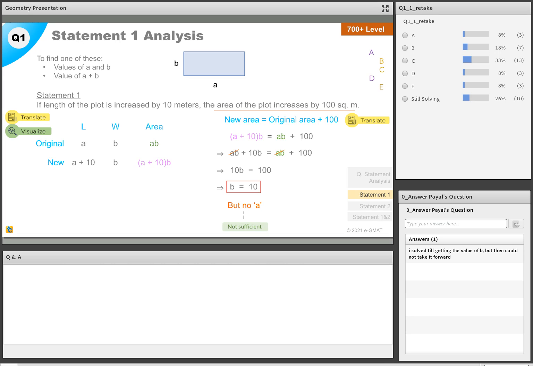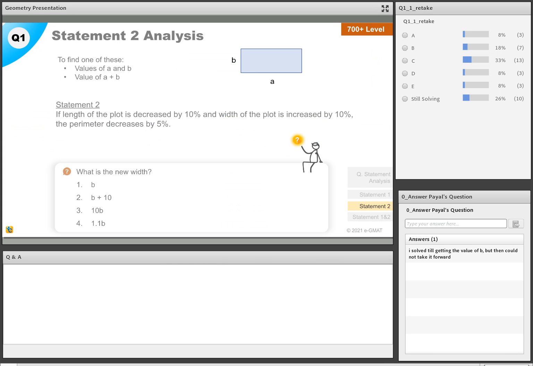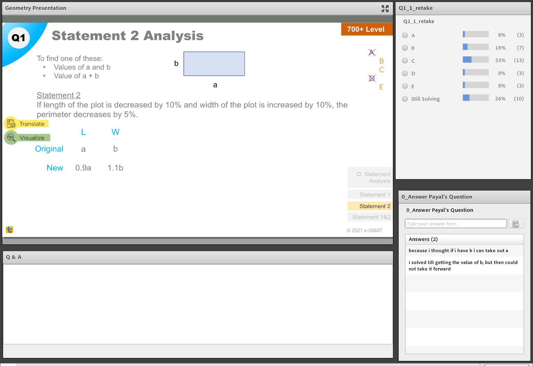And again, it's very important to ask these probing questions as you are reviewing the solutions, because the answers to those questions will help you understand which process skill you need to build upon. Okay. All right. So now let's move to statement number 2. If the length of the plot is decreased by 10% and the width of the plot is increased by 10%, and I'm breezing through this. Why? Because you have already gotten the feedback about the fact that you need to build the skill set.